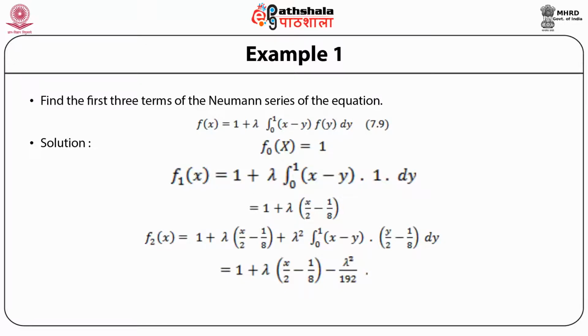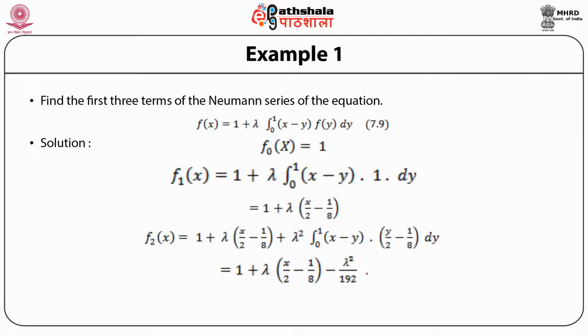So, let us consider an example of an integral equation which is inhomogeneous. The integral equation being given by f of x is equal to 1 plus lambda, integral from 0 to 1 over dy of a product of x minus y into f of y. So, in this equation, the inhomogeneous term g of x is simply equal to 1. The limits are from 0 to 1 and the kernel k, which is a function of x and y, is x minus y. So, let us see how we obtain the first three terms of the Neumann series of this equation.